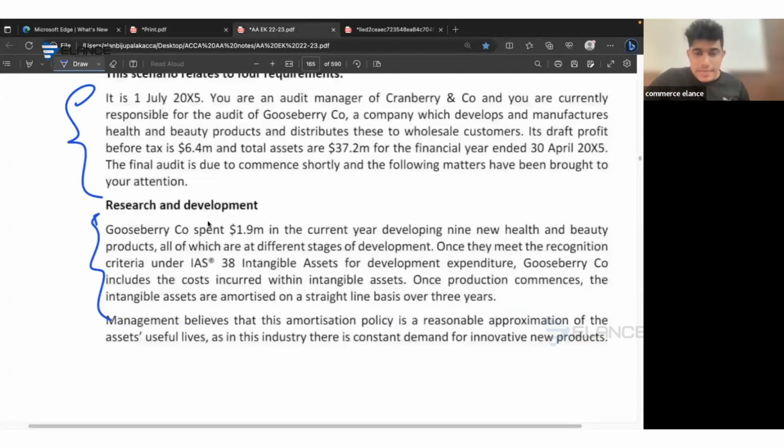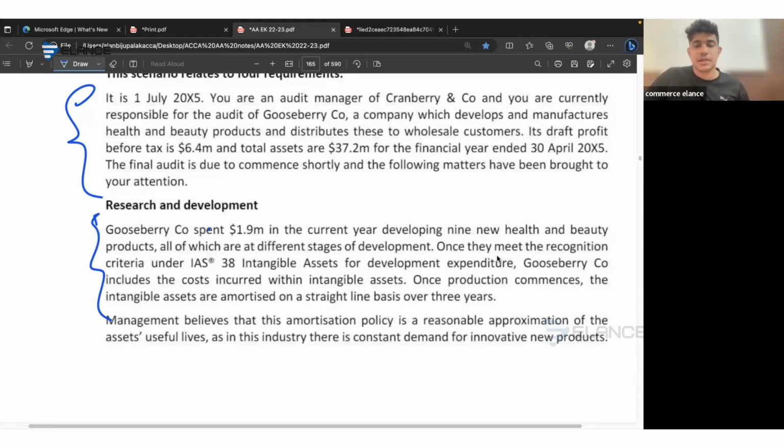What can we do? Discuss with the management of Gooseberry Company about the stages of development of each of the 9 new health and beauty products in order to confirm whether it needs to be capitalized or treated as a revenue expenditure. That's the first procedure that you can include.